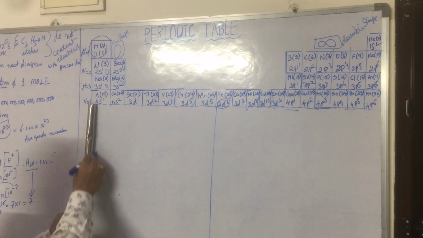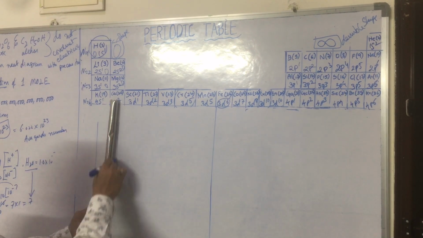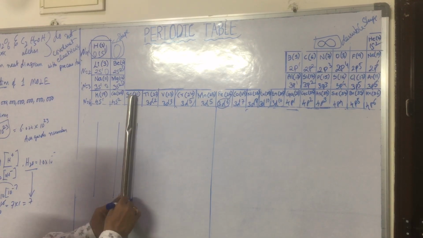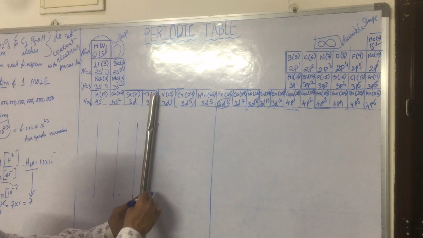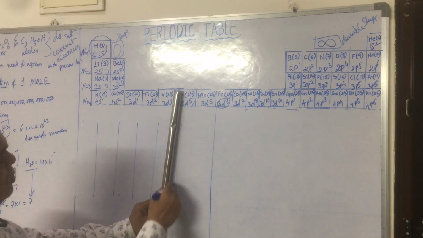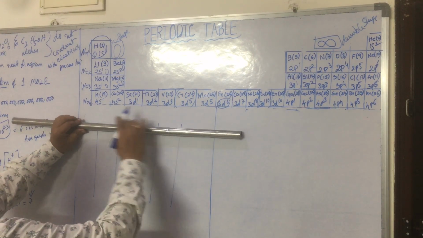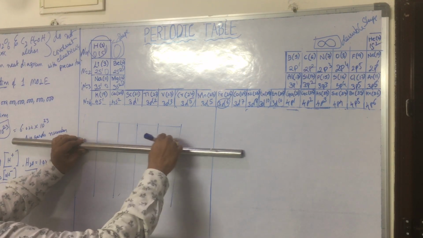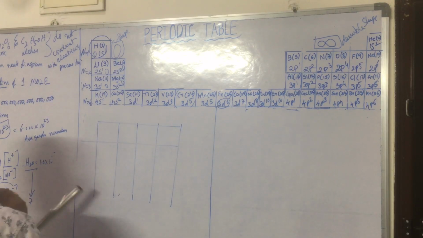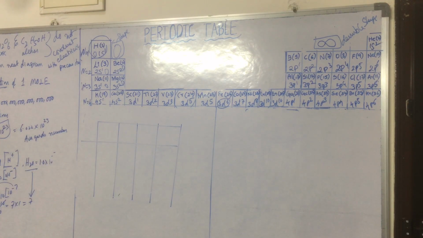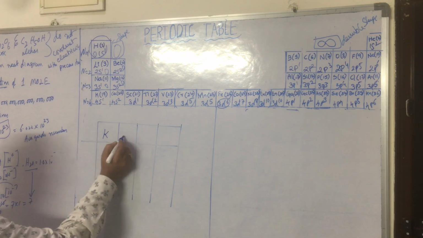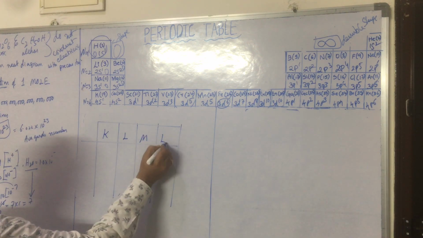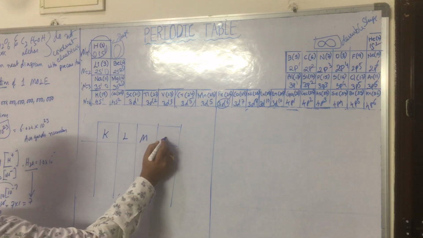Box. Draw it. 4 boxes. Draw it. Don't draw it. Draw it. First, K, write down. Fill it in the box. Write down K, L, M, N. Write down, don't talk. K, L, M.